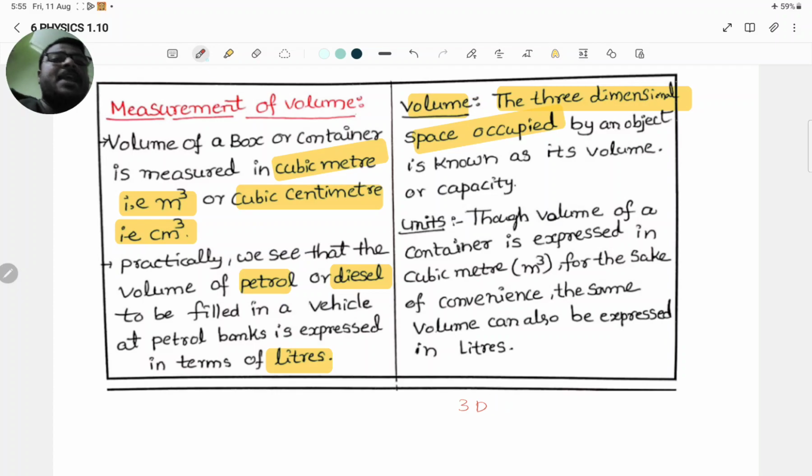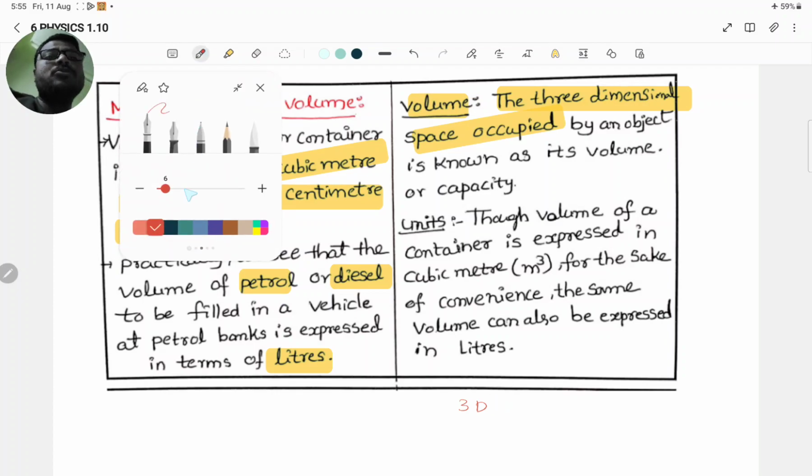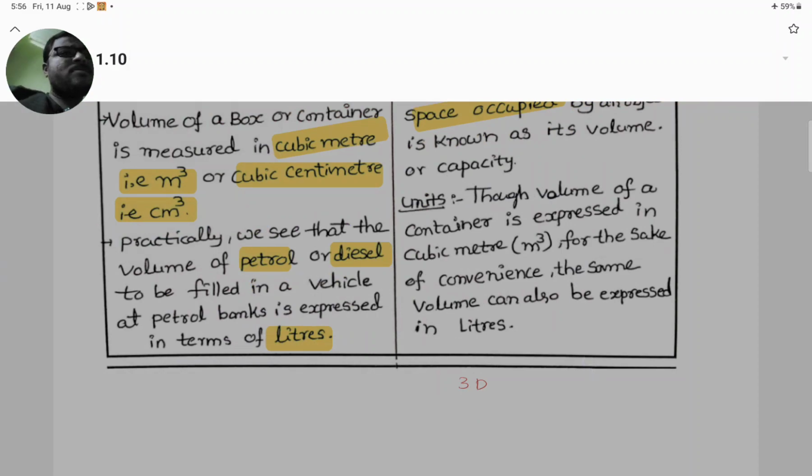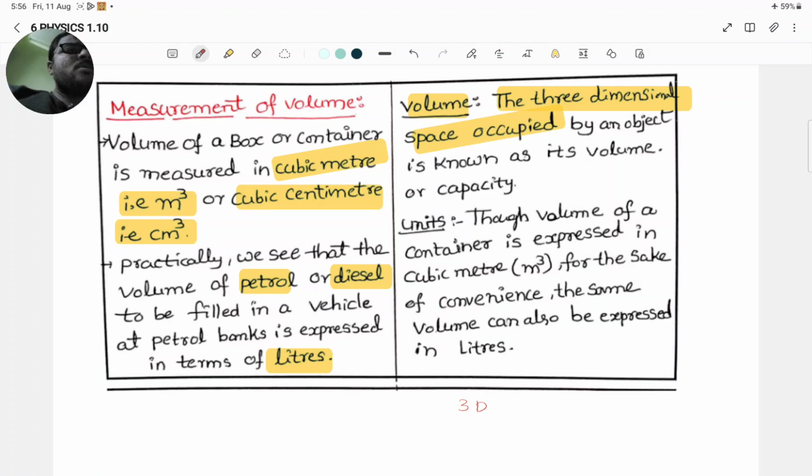What is meant by three-dimensional space? What is meant by two-dimensional space? Here volume is nothing but the three-dimensional space occupied by an object, known as its volume or capacity. Okay, volume or capacity. Once observe what is meant by three-dimensional. Many times we listen to 3D objects and 2D objects.